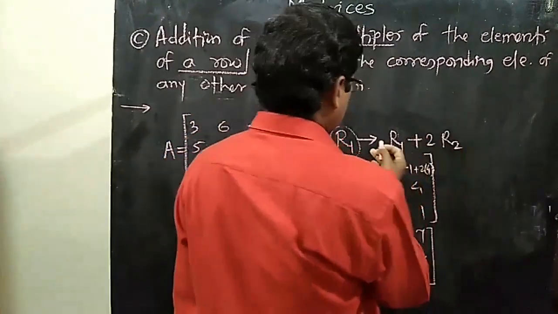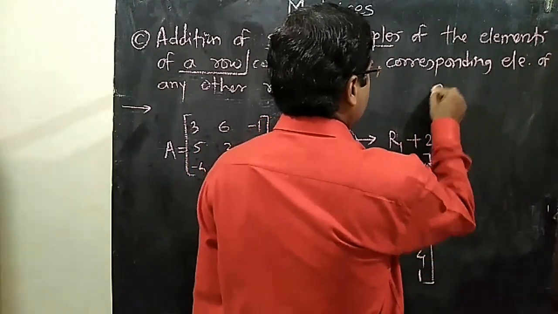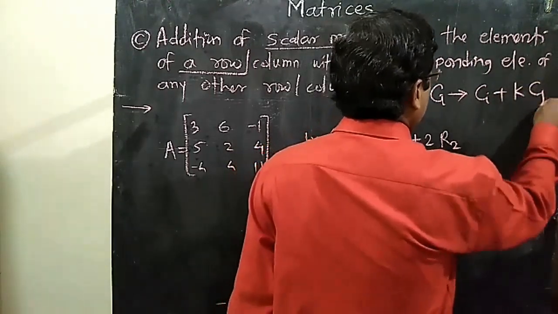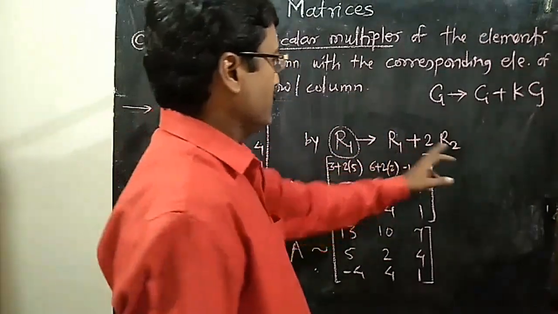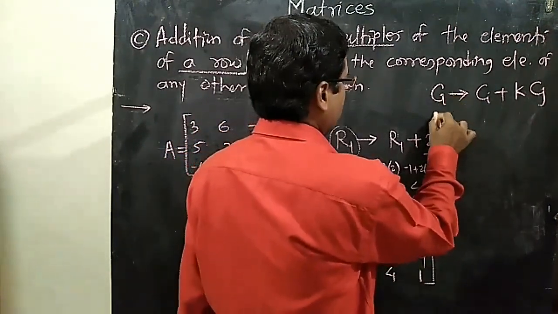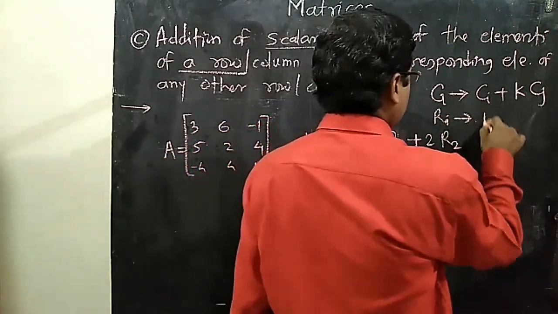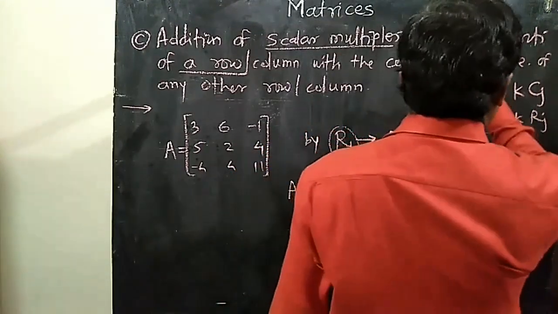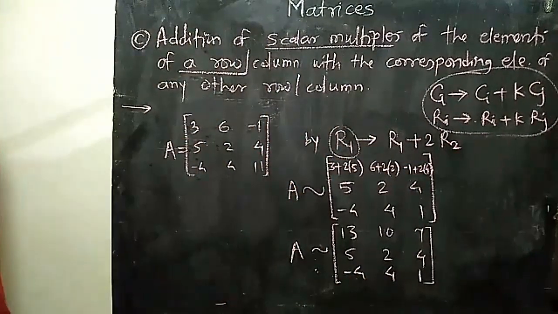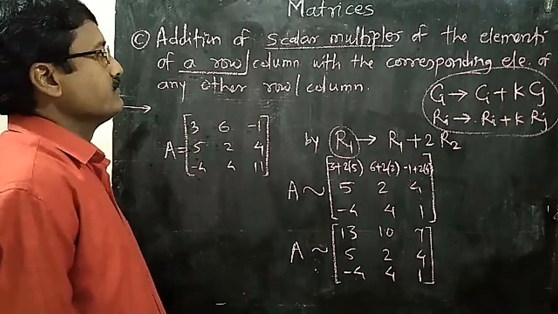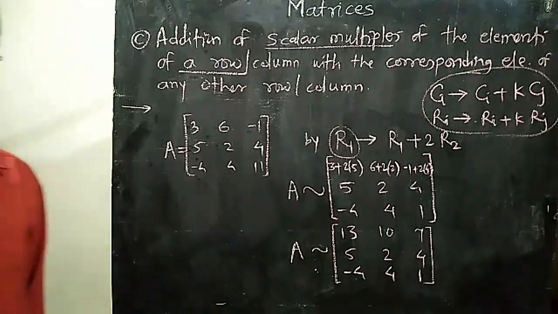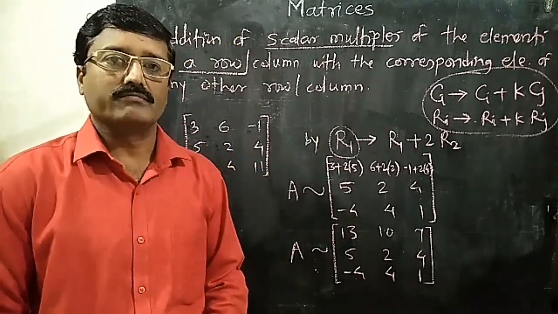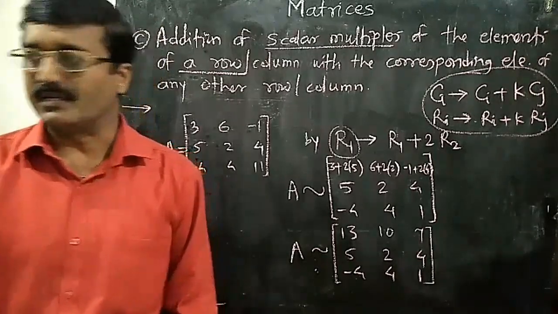In case of columns, we can write the same operation as Ci can be changed to Ci plus k into Cj, because these two columns are different. In case of rows, we can write Ri can be obtained as Ri plus k into Rj. So this is the general representation of these operations in terms of rows and columns. So up to this we have three basic elementary operations, and using these we can obtain the next important concept of matrices, that is the inverse of the matrix.